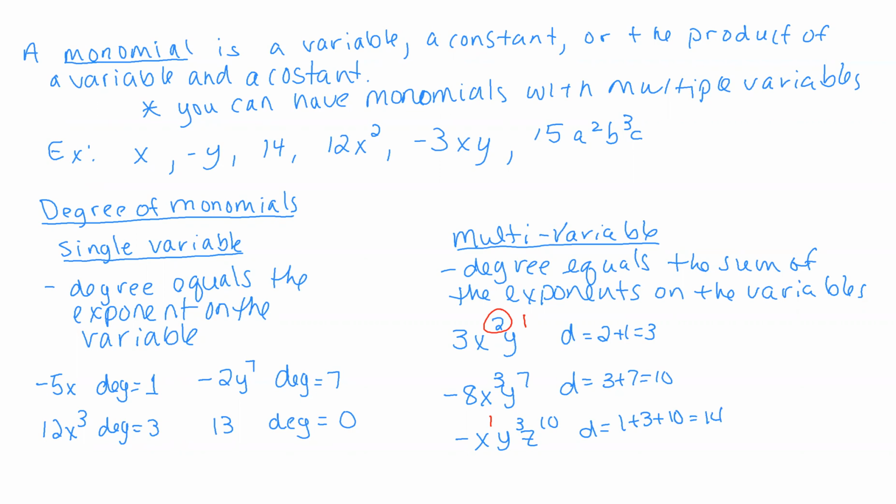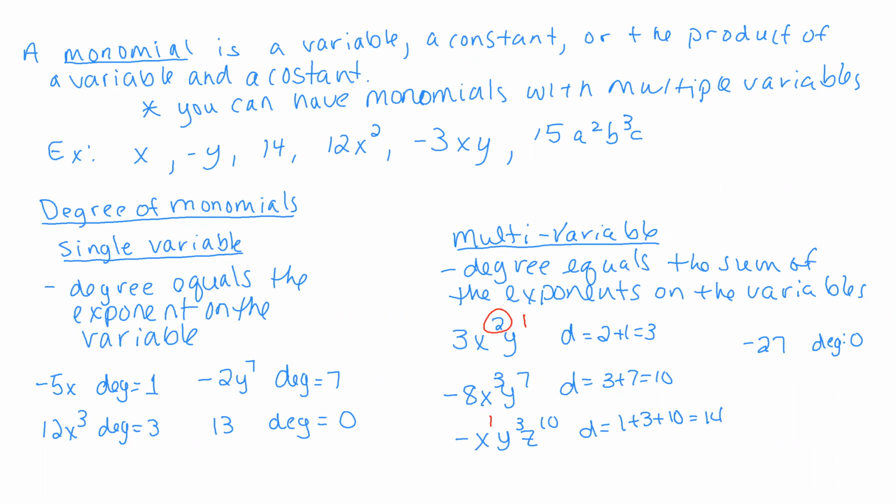And again, don't forget, if you have a plain old constant, so 27, let's say we have negative 27, the degree here would still be 0. Okay, so single variable, the degree is just equal to the exponent on the variable. Multivariable, the degree is equal to the sum of the exponents on the variables, and be on the lookout for those sneaky exponents of 1. And then if you're dealing with a degree of a constant, it is always 0.